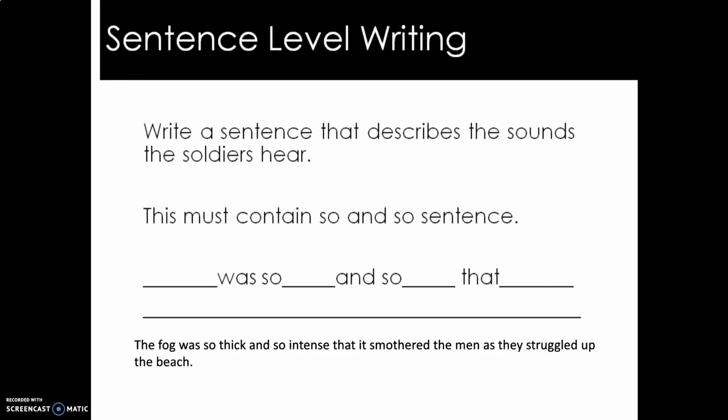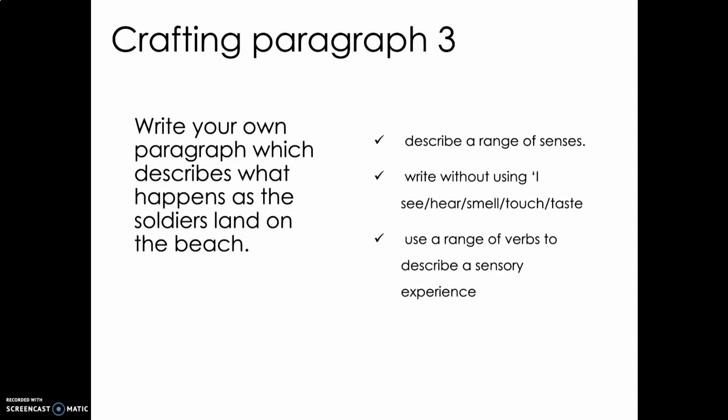Okay, once you have your sentence then we're ready to move on, and this time I'm going to give you a little bit more free rein. So you're going to spend some time now crafting your paragraph 3. The guidance here is that it must really focus on sensory details, describing what happens to the soldiers as they land on the beach and what they experience. You want to use a range of different senses and a range of different verbs that describe that sensory detail with precision. Okay, pause the video and don't forget that you also have that really helpful crib sheet of useful sentences, vocab and ideas from the poem that you could use too. Spend around 5 minutes crafting this.